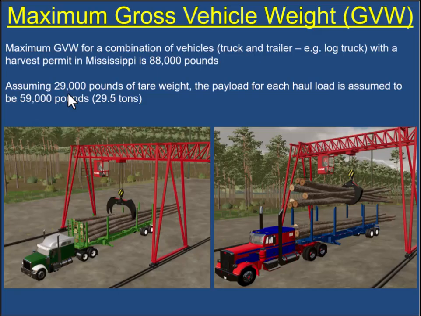And we can assume, for example, in Mississippi, that given a harvest permit, the maximum GVW, gross vehicle weight, is 88,000 pounds. And once again, we're just going to make the simplifying assumption that there's no other weight that's contributing. So therefore, we're just going to take the 88,000 pounds minus the 29,000 pounds tare weight, and then we're going to get 59,000 pounds of payload, or 29.5 tons.